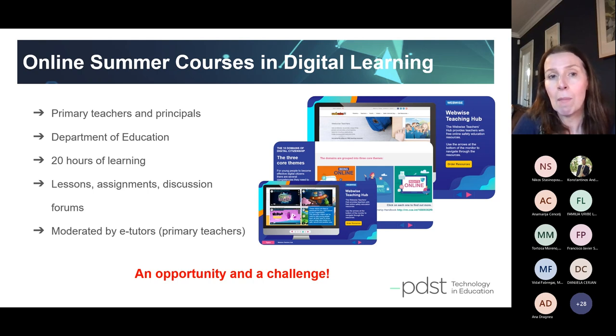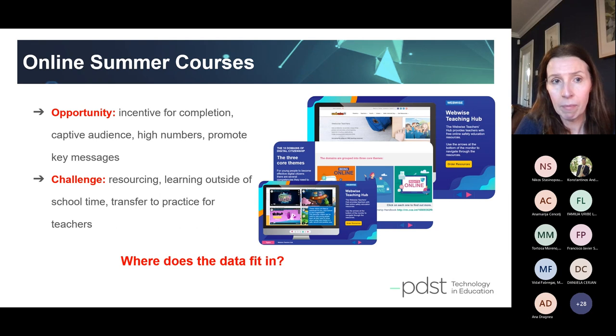These courses provide us with an opportunity and also a challenge. The opportunity being, because there is an incentive for completion, we get really high numbers. We would train between 2,000 and 3,000 teachers every summer on these courses, which is very high relative to our overall numbers. Because of this captive audience, we use it as a platform to promote key messages around digital learning, planning, and effective embedding of digital technologies in classroom teaching. So they're a really important vehicle for us to promote digital learning in schools.